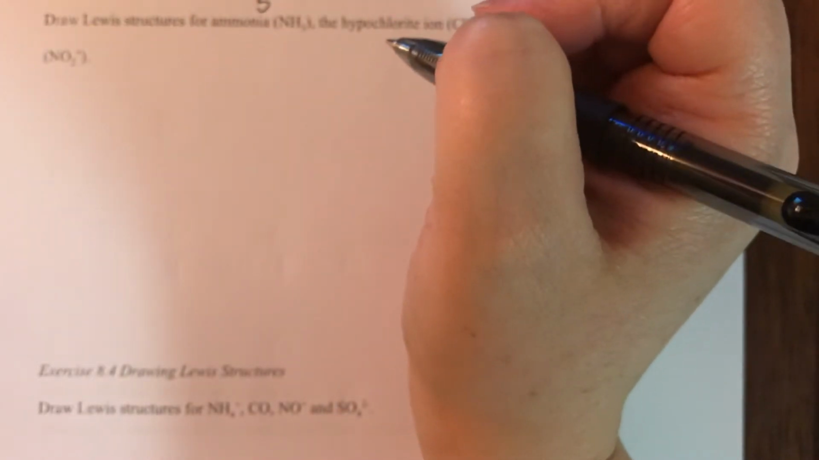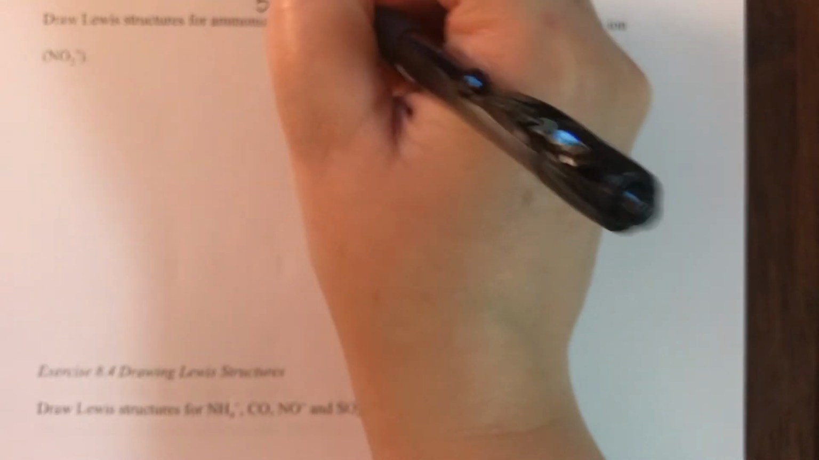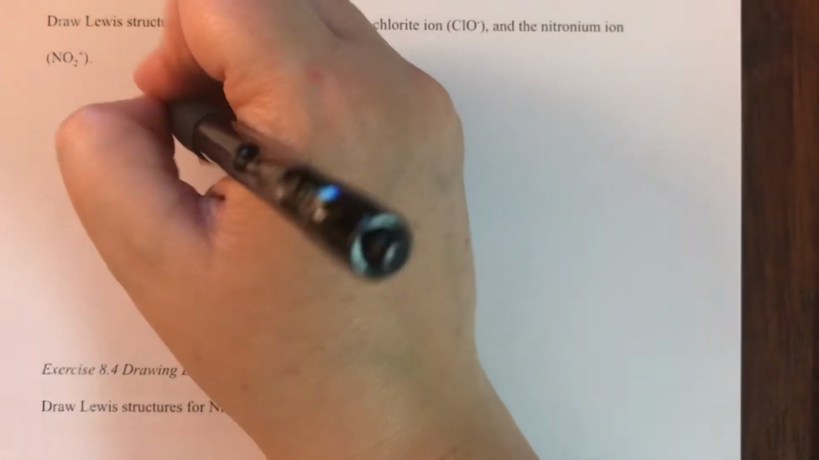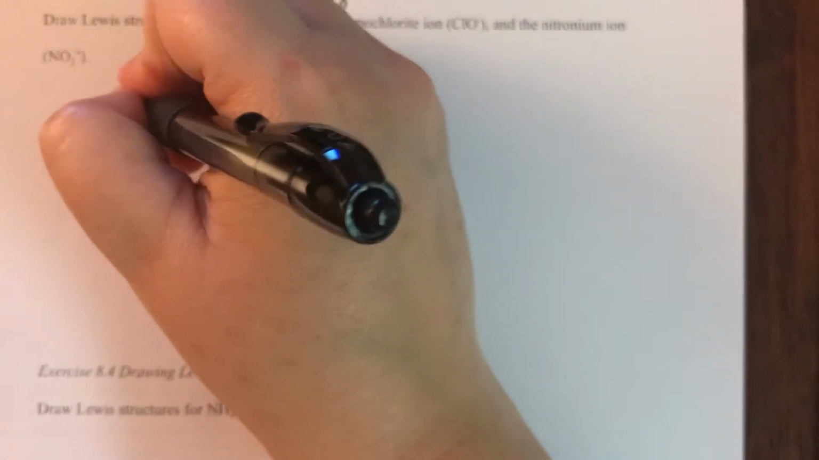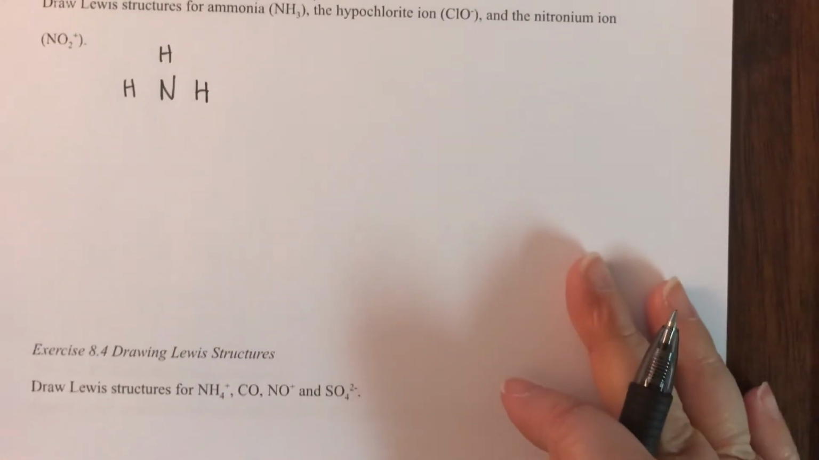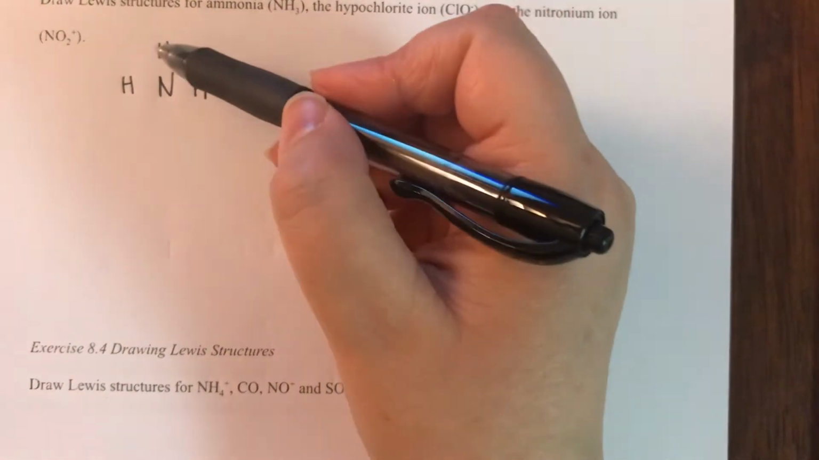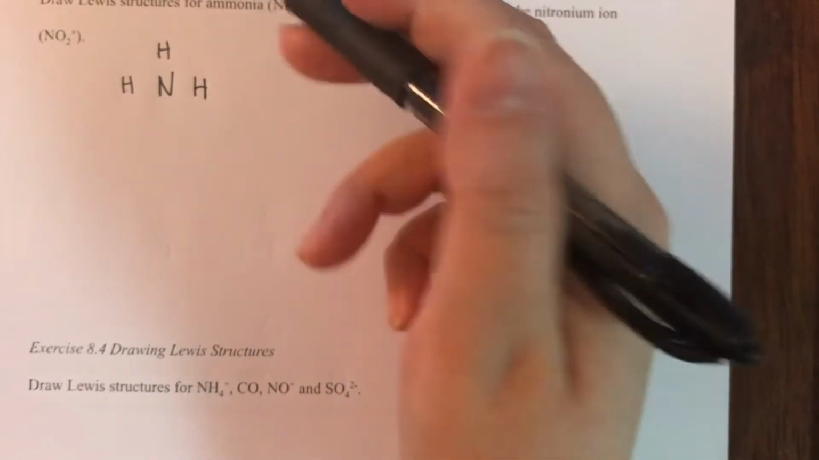N is in column 15, has 5 valence electrons, and 3 hydrogens, so 3 times 1. So we've got 8 electrons altogether. The nitrogen is going to be in the middle because we learned that hydrogen can never be in the middle. So nitrogen's in the middle with 3 hydrogens placed around it. You could place those hydrogens anywhere around it. There's no rule about having the hydrogen be here or there. So it's just around the nitrogen.